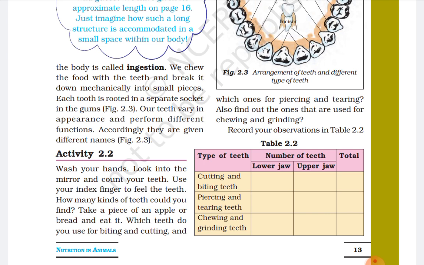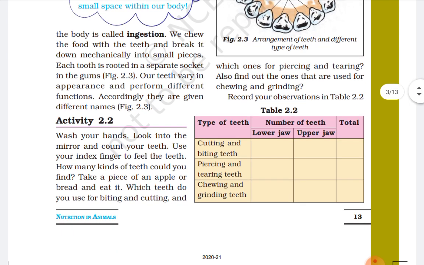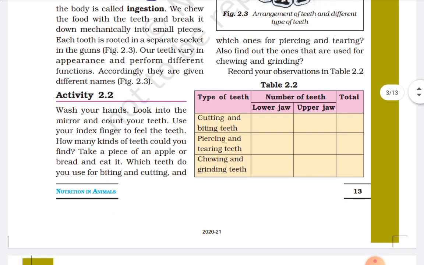We chew the food with the teeth and break it down mechanically into small pieces. Each tooth is rooted in a separate socket. We have read this. Activity 2.2. Wash your hands. Look into the mirror and count your teeth. Use your index finger to feel the teeth. How many kinds of teeth could you find out?